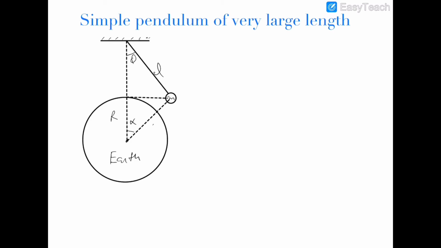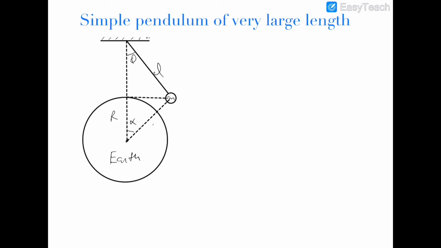Now we are also considering the fact that L is so large that this theta and this alpha are very small, and we are also considering the SHM of small amplitude. So theta is also small.